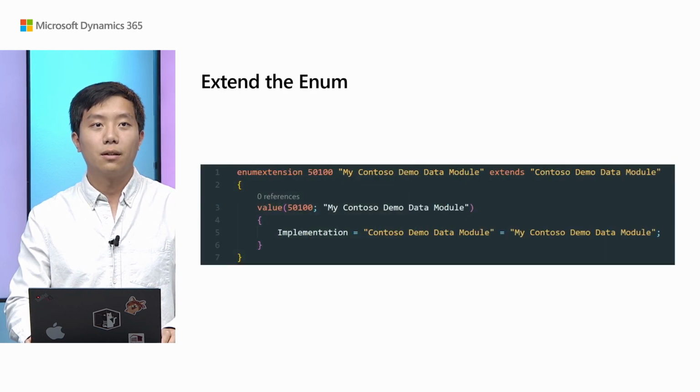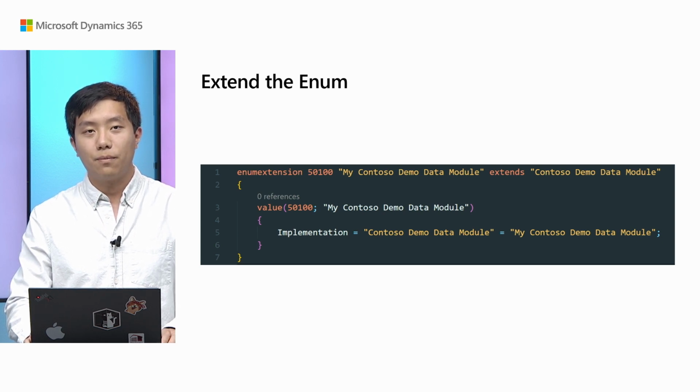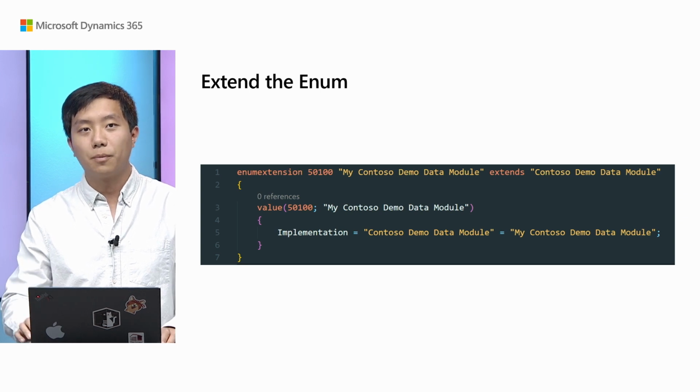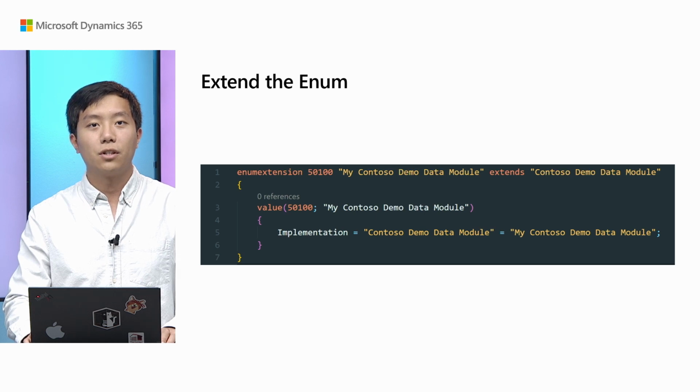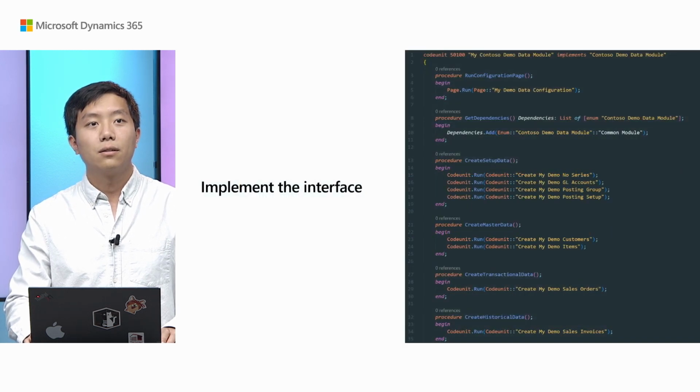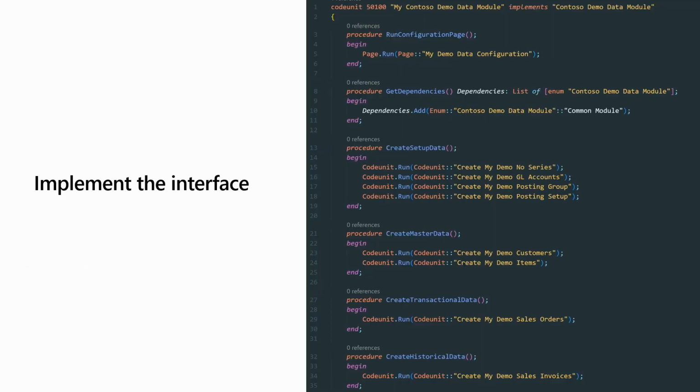Go implement your enum extension. You extend the Contoso demo data module. Here I'm having a demo data dummy value, but just put your own feature name or scenario name here. That's totally fine. And then go ahead and implement the interface.